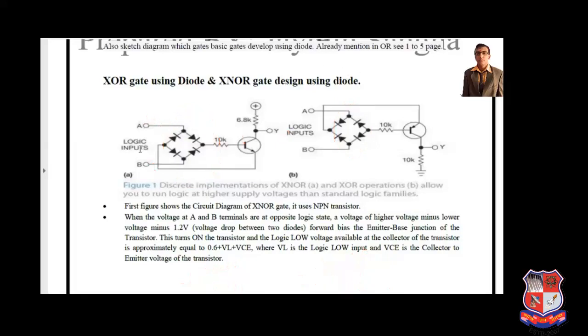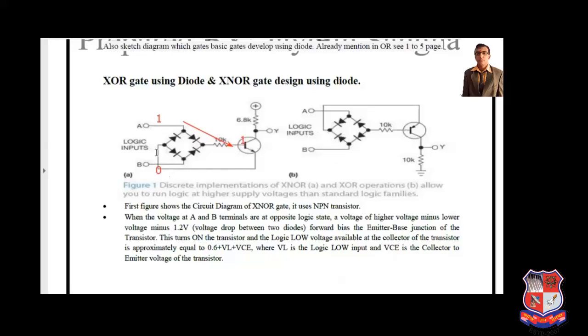Now I will explain the other two cases. If here input is 1 and here input is 0. Now see, these are two different cases. Here 1, so diode acts as forward bias. So current can flow like that. See this, current can flow like that. And here also we can get 1.